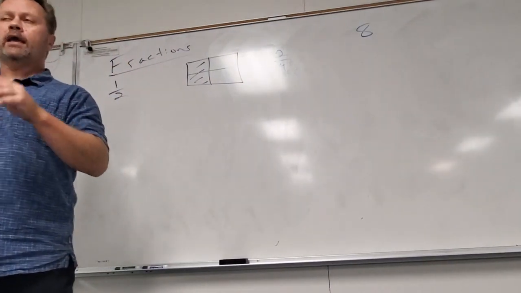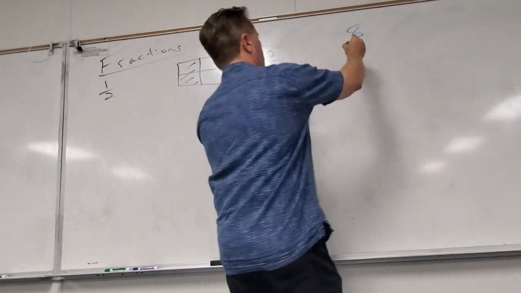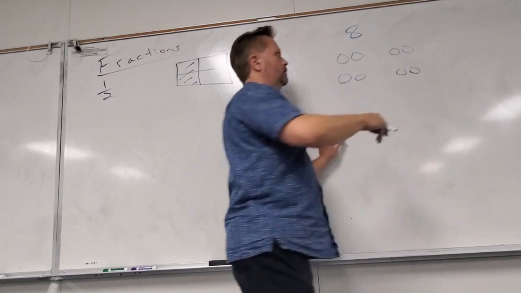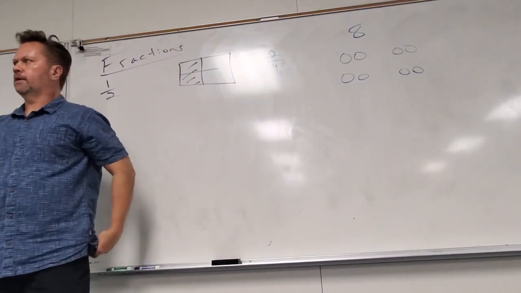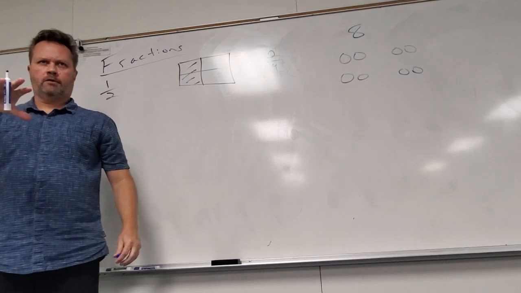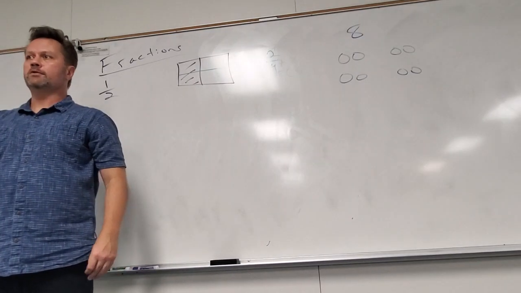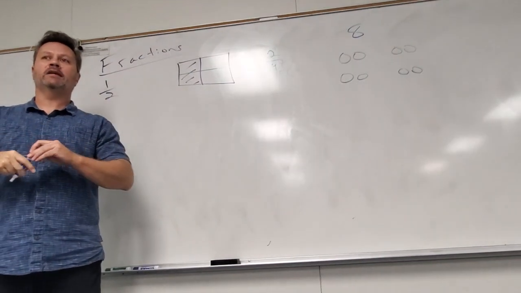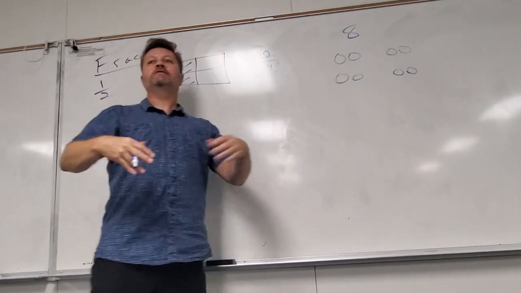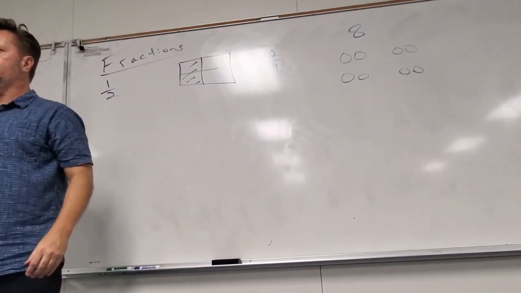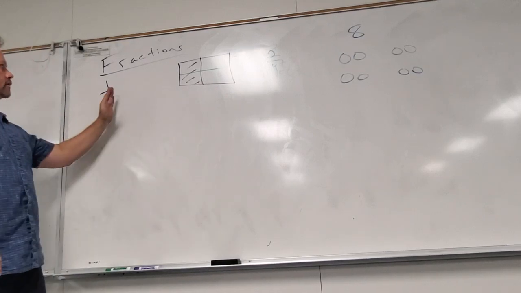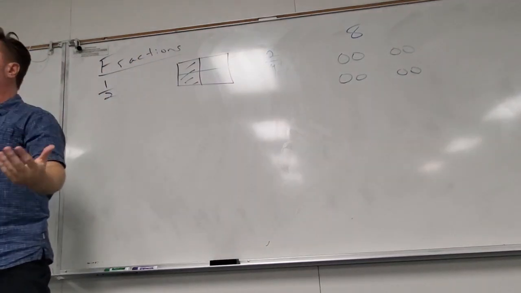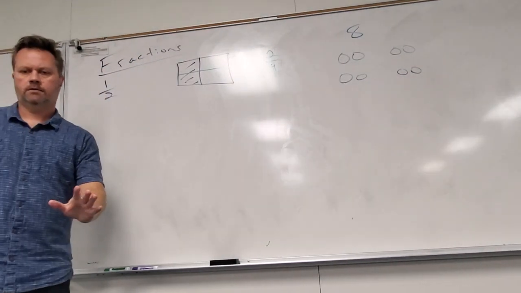8 circles. Okay, 8 circles. I could also represent it as 4 groups of 2 circles, correct? And this is kind of going back to the idea of multiplication. Are you guys kind of with me? I could also represent it as 2 groups of 4 circles, or 1 group of 8 circles, or half of a group of 16 circles. So the fact that there are multiple ways to write the same fraction, there are also multiple ways to write the same whole number. Okay, I like it.